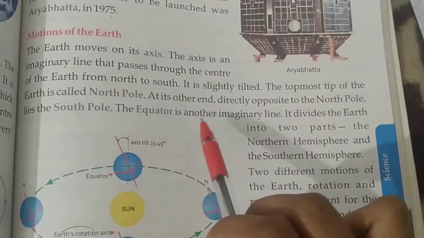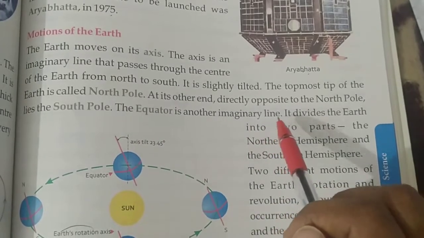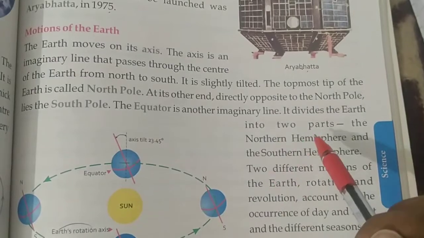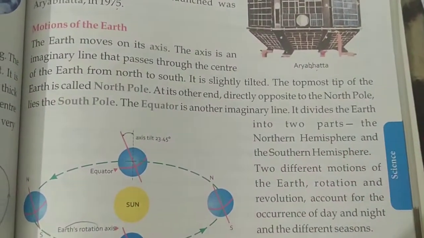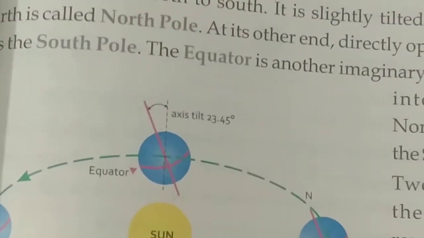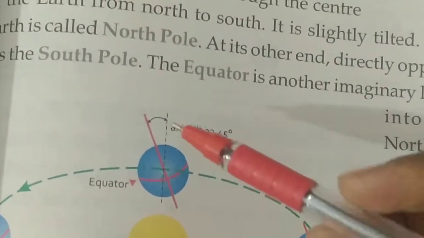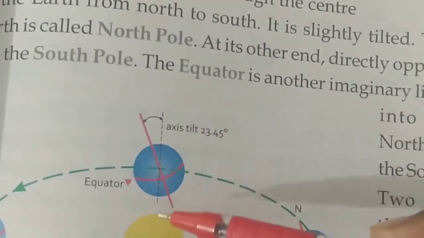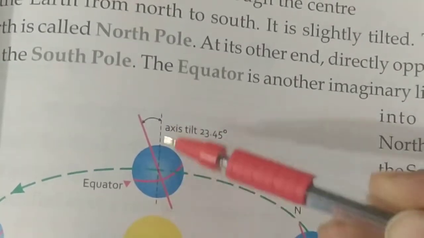The equator is another imaginary line. It divides the earth into two parts, the northern hemisphere and the southern hemisphere. So let's understand with the help of the picture. You can see it is not a line, it is an imaginary line that we have imagined.